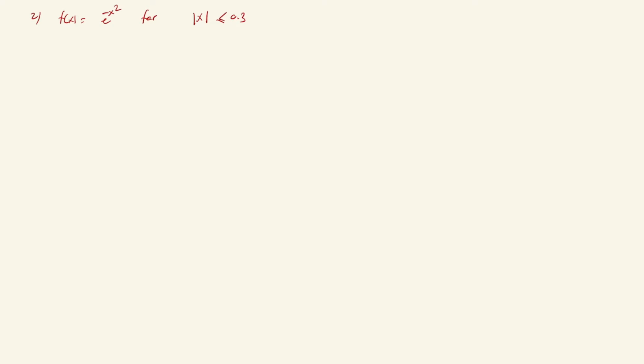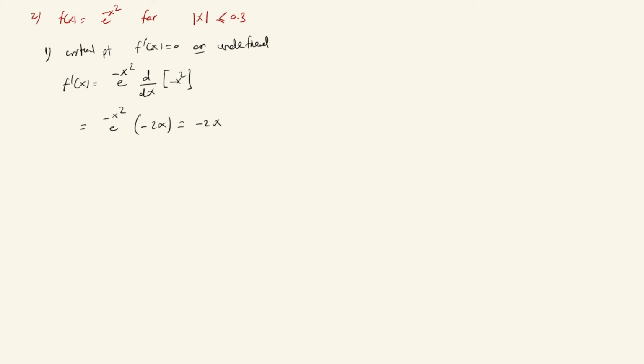This is part 2. We have the function e to the minus x squared, and the interval is the absolute value of x less than or equal to 0.3. First, we're going to find a critical point, that is where the first derivative is 0 or undefined. We find the first derivative using the chain rule. So the derivative of the inside is minus x squared. Now this is the first derivative.